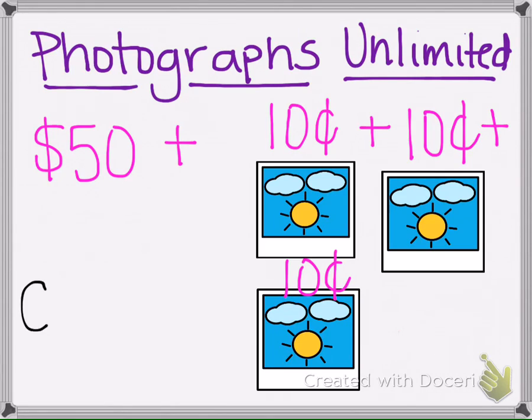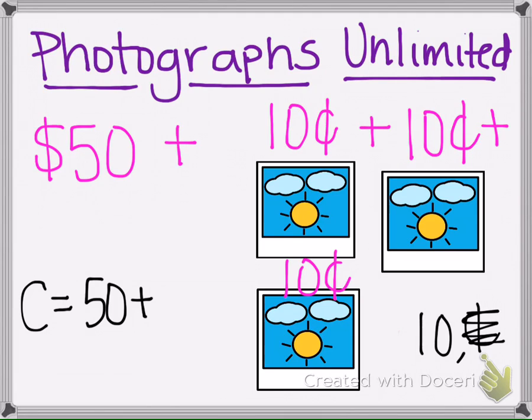So the cost is equal to $50 no matter what, plus, and to write 10 cents as a decimal, we get rid of the cent symbol and move the decimal over twice. And it's 10 cents plus 10 cents. Well, adding 10 cents over and over again is the same thing as multiplying. So that is why we're going to put a P next to the 0.10.